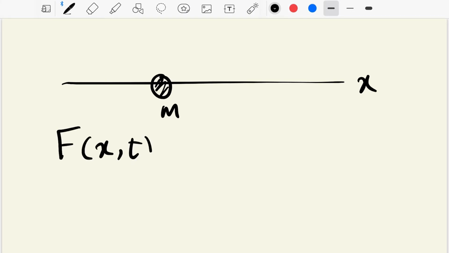Now let's start our discussion with one simple example. Consider one object or particle with mass m moving along the x direction. A specified force F of x and t is exerted on the particle. The goal of classical physics is to obtain the position of the particle as a function of time. Once we get x of t, we can obtain all our favorite dynamical variables.